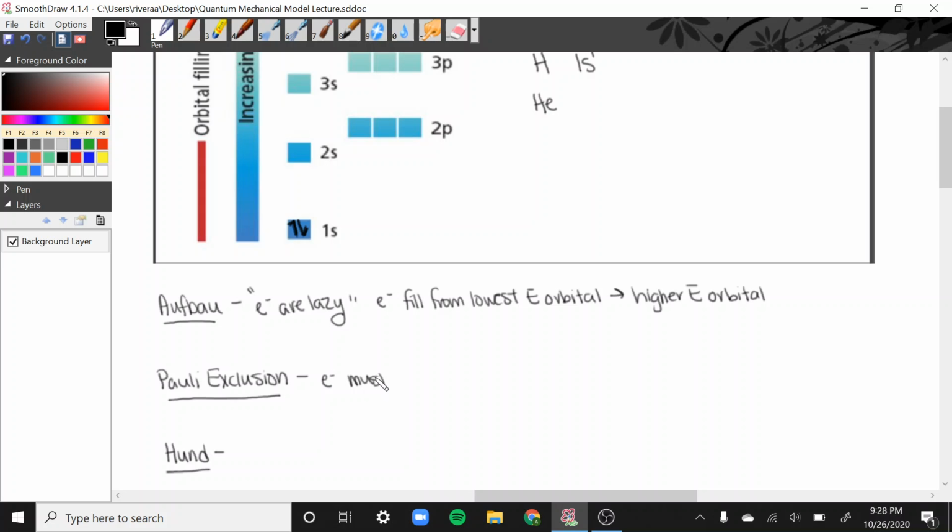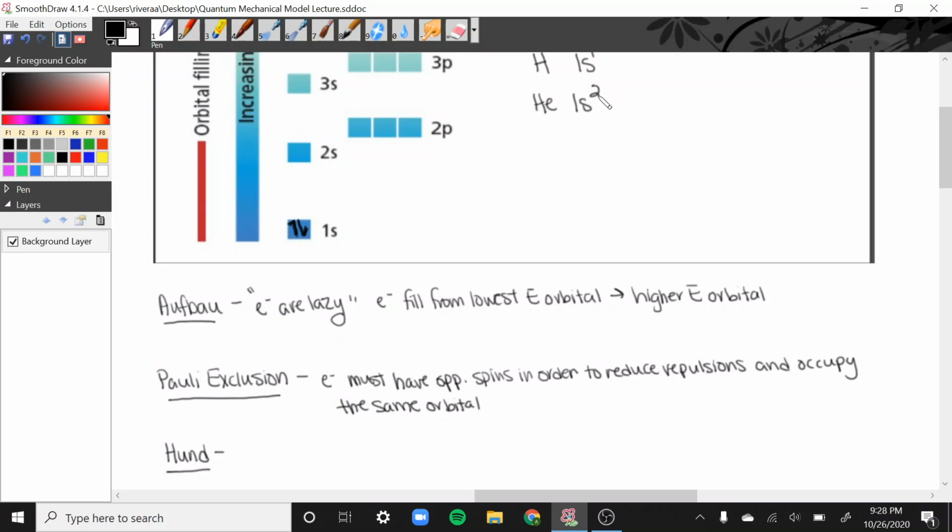Electrons must have opposite spins in order to reduce repulsions and occupy the same orbital. All right, we can represent this as 1s2. First energy level, S-shaped orbital, housing 2 electrons in it.